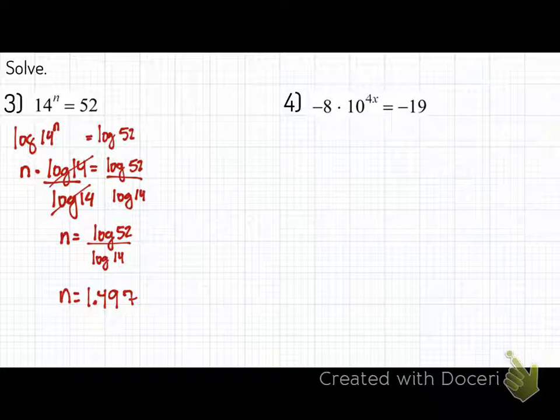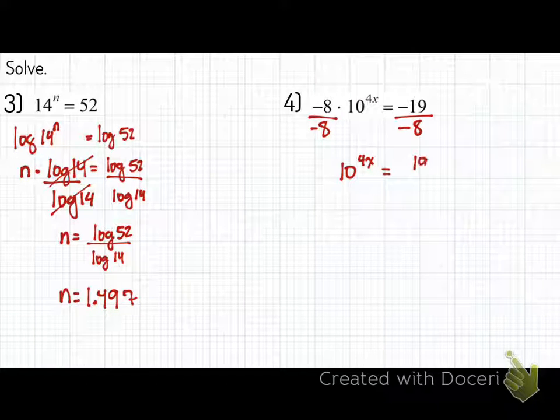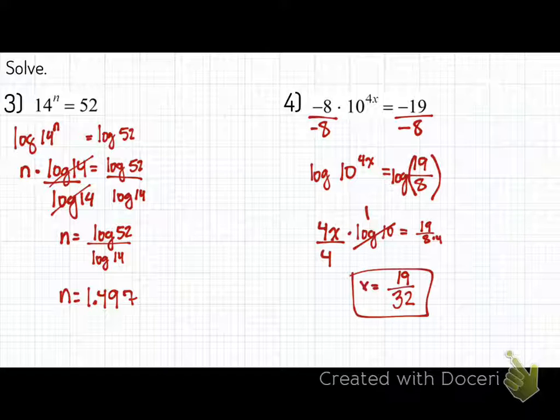There you go. Very good. Number 4. Go. You have to start off by noticing it's saying -8 times 10 to the 4x. It doesn't say minus 8. You're not subtracting anything. It's -8 times. I'm just noticing some people didn't divide by -8. You should have divided by -8 first. So you should have 10 to the 4x is equal to positive 19 over 8. Keep going here. x is equal to 19 over 32.